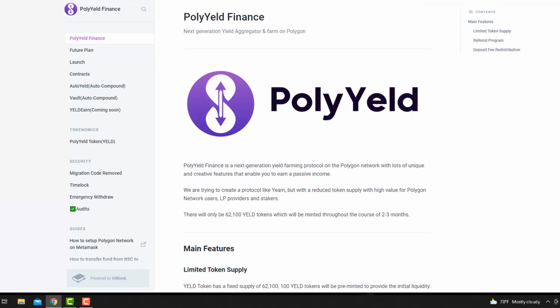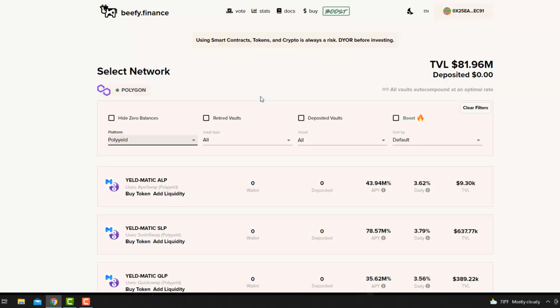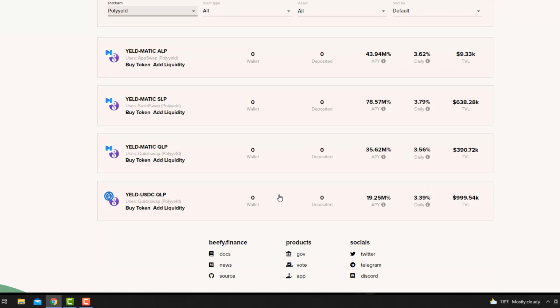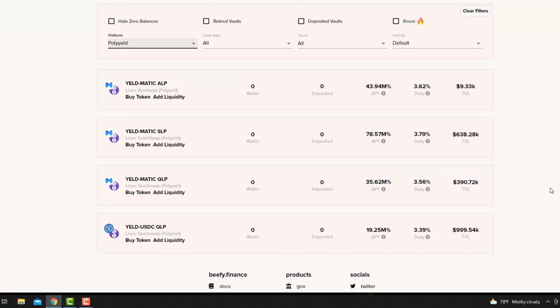They do have other partnerships, and with Beefy. You can go to Beefy and find their LPs here, so you might want to stake this on Beefy. And they've also got Polycat and ApeSwap here. So take that with a grain of salt as well.